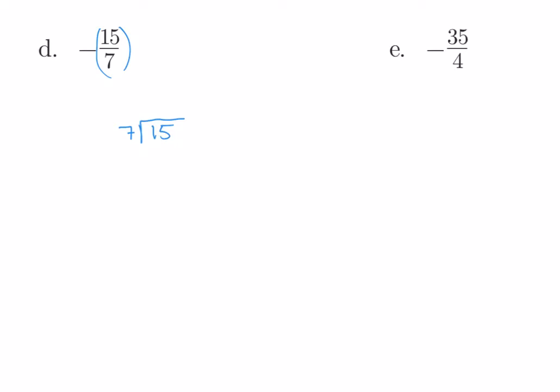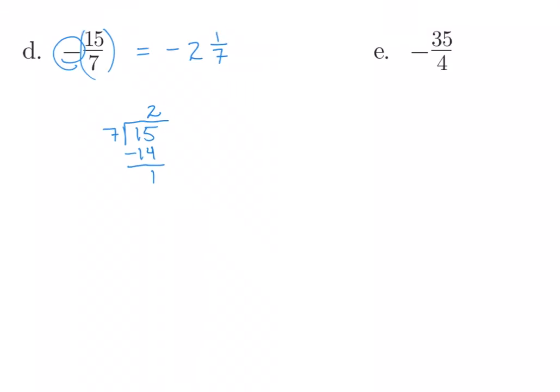7 goes into 15 2 times. 2 times 7 is 14. And 15 minus 14 is 1. So 15/7 is equal to 2 and 1/7. And all I'm going to do is bring my negative over into my answer. So we get -2 and 1/7.